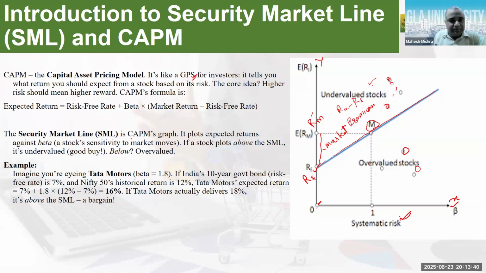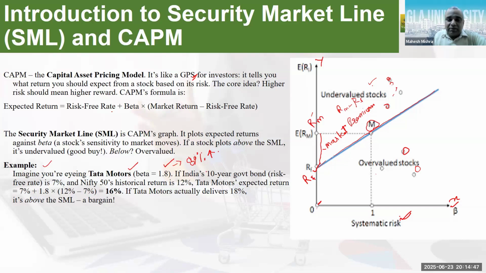Now let's take an example. Imagine you are eyeing Tata Motors. It means you are watching the share of Tata Motors, which holds the beta of 1.8. 1.8 beta means this security, that is Tata Motors, has 80% higher risk than market risk. Generally the market beta is 1. You can say in a different term, market beta is always 1. If the beta of Tata Motors is 1.8, it means compared to the market, the risk of this security is 80% higher.